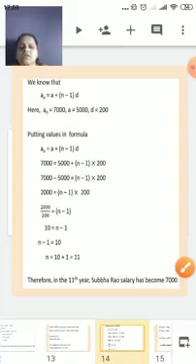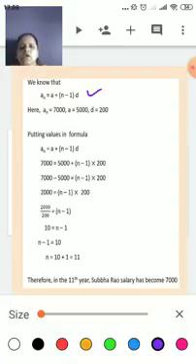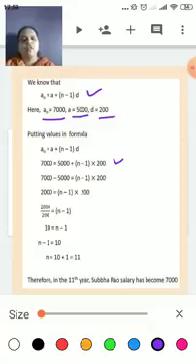Now see here, again we are using the same formula, an equals a plus n minus 1 into d. an is equal to 7,000 because we want to find after how many years the salary is 7,000. So an is 7,000, a is 5,000 and d is 200. Correct? So substitute in the formula. So 7,000 is equal to 5,000 plus n minus 1 into 200. So 7,000 minus 5,000 is equal to n minus 1 into 200. 7,000 minus 5,000 is simply 2,000.